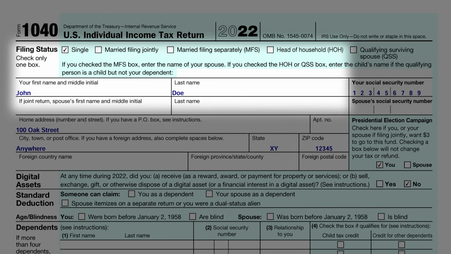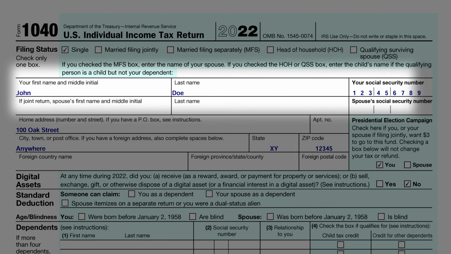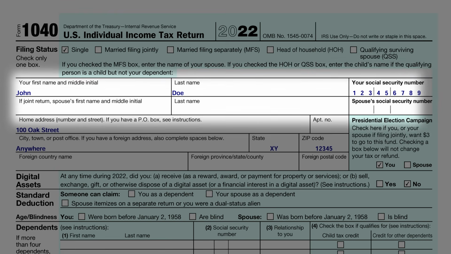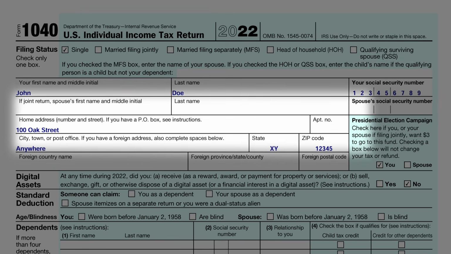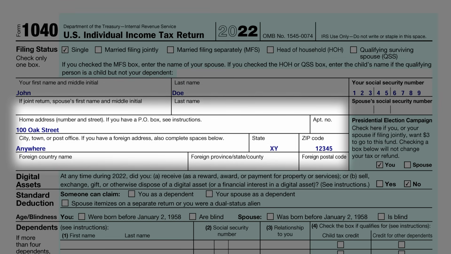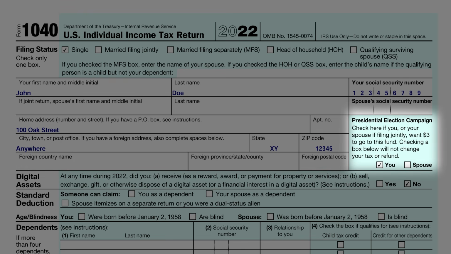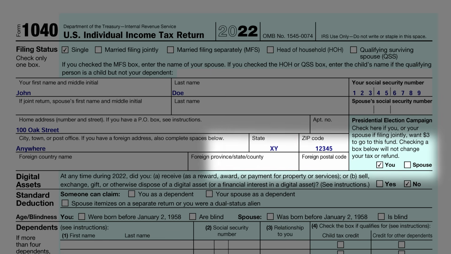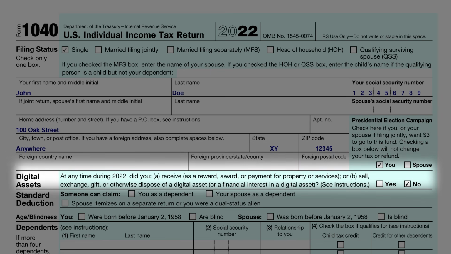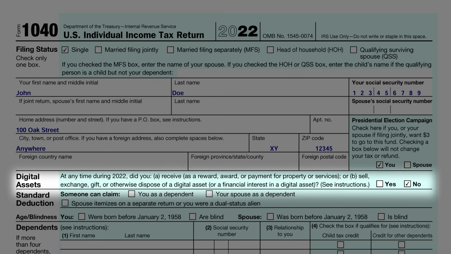He has checked the single box for his filing status and has filled in his name, social security number, and address information. For the presidential election campaign, you have the option to check a box to contribute. However, the form states that this does not affect your tax or refund. There is also a question about digital assets or virtual currency. If you have used virtual currency, be sure to check the instructions for additional information. In this example, John has not used virtual currency and has checked the no box.